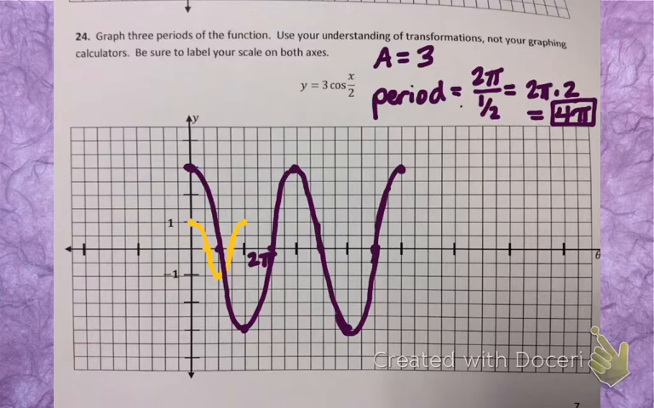Let's slide back over here to the left and do one more period. So again, I'm going to go to the left 2 and back down to the x-axis, and then I'm going to go to the left 2 more and down 3.